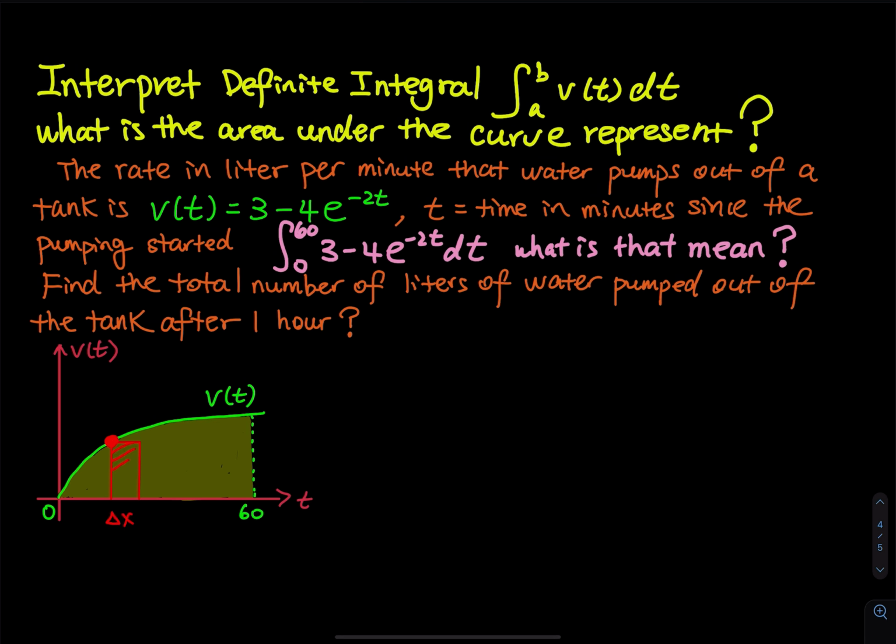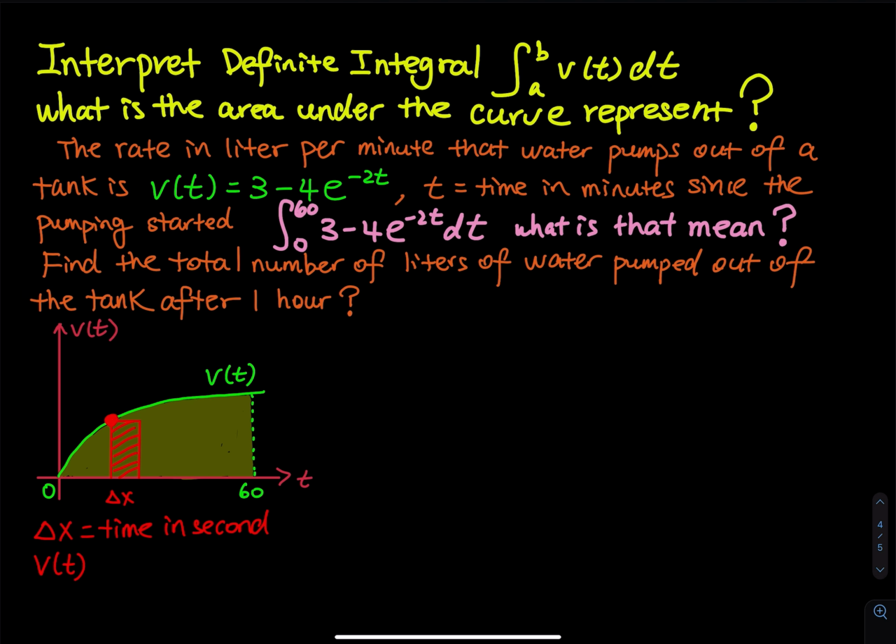Now, I want you to tell me what this piece of area means. First of all, what does delta x mean? The delta x is time, right? And then what about the height? The height is v(t), that is the rate, velocity, whatever you like to call it. So that is the rate. What is the unit?